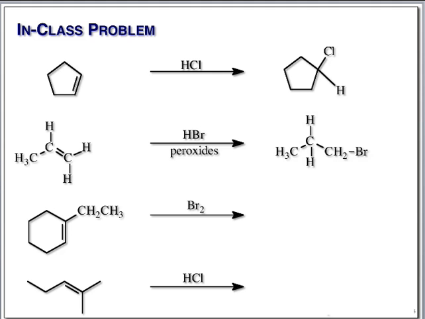I'm adding bromine to a carbon-carbon double bond. I'm going to form a 1,2-dibromide. My stereochemistry is going to be trans. This is a ring, so I've got to show that. I could show it with wedgies, or I could draw a really nice cyclohexane chair.